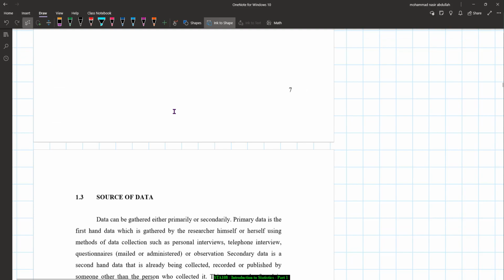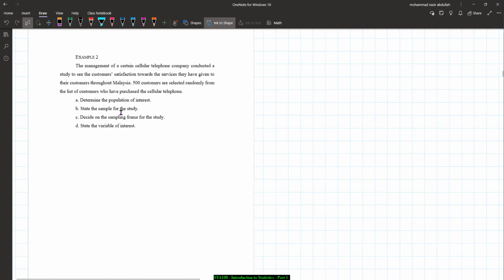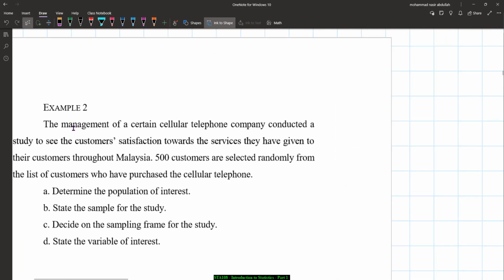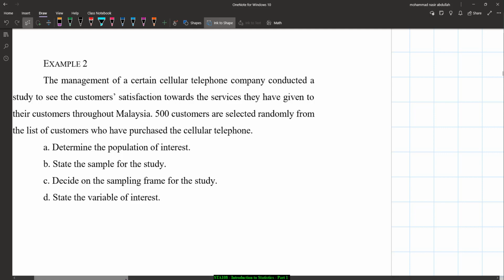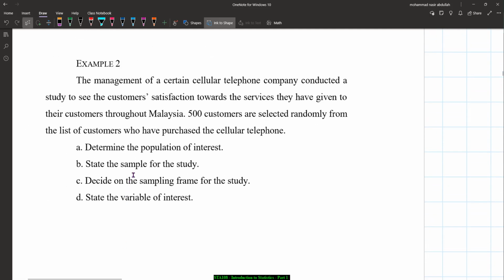Let's look at another 2 examples, then we end our class this morning. And then I will give you one more exercise for you to do.